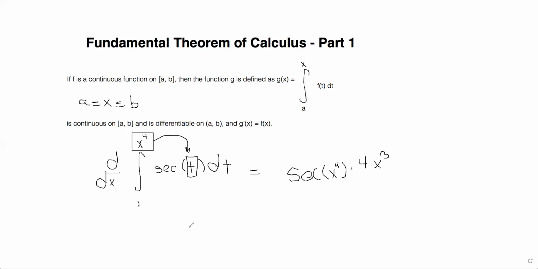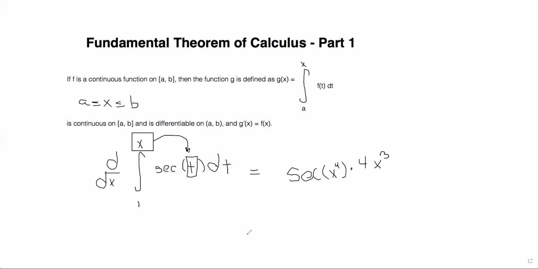When you say last time we just had x, what do you mean by that? So remember in the last example we did, we had just x as the upper limit of integration, you remember? Yeah. It wasn't x to the fourth power, it was just x. And the reason why we didn't have to do the chain rule in the last step is because the derivative of x is just 1.